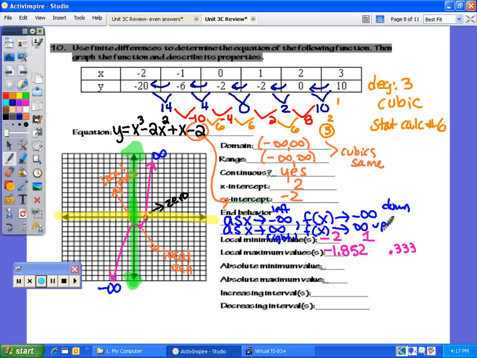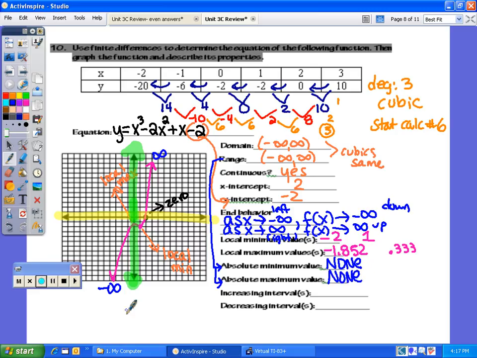Alright, now looking at the max and min, remember I told you that absolute max and min have to do with the range. So since the lowest number in the range is negative infinity, I do not have an absolute min. Since the highest number in my range is infinity, I do not have an absolute max.